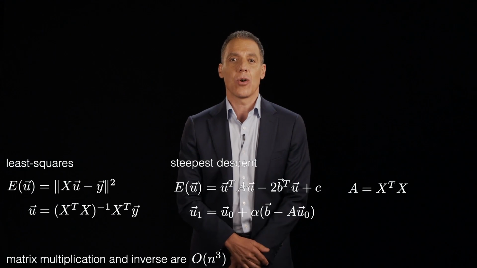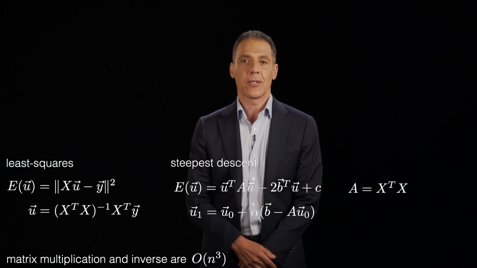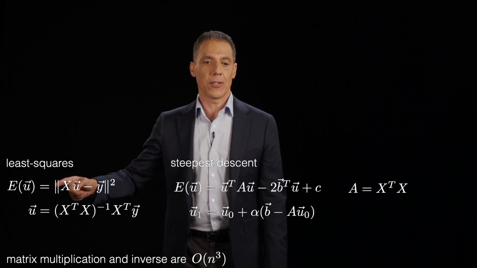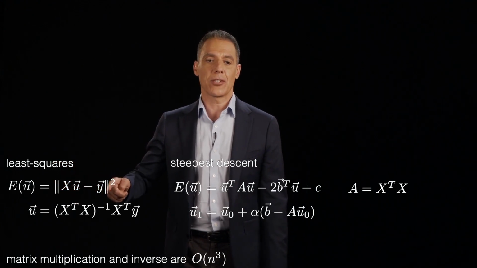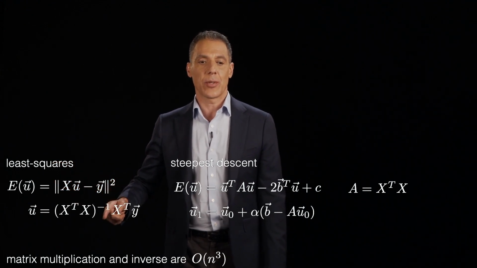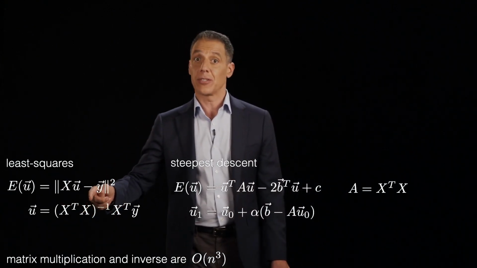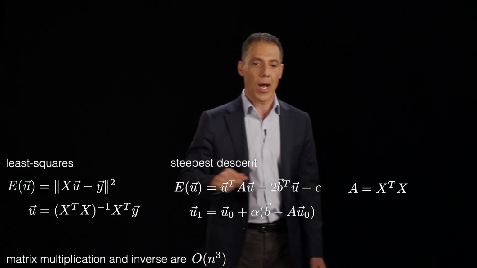As promised, we now need to take a look to see if we've actually done any better with these iterative techniques over the least squares techniques. So let me remind you where we were. Least squares, quadratic error function, E of u is equal to vector norm Xu minus y squared. Here's the least squares solution: X transpose X, matrix multiplication, inverse, expensive, X transpose y.